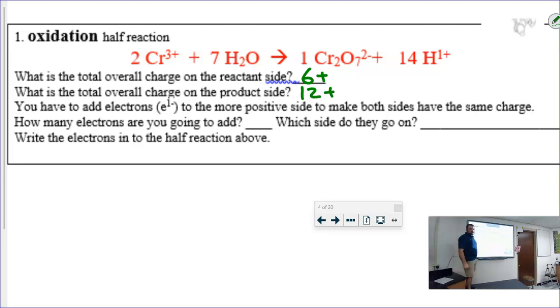So where are we going with this? Well, here's the deal. The very last step, or one of the last steps of balancing a redox reaction, is adding the electrons. Remember, redox is all about electrons gained and electrons lost.